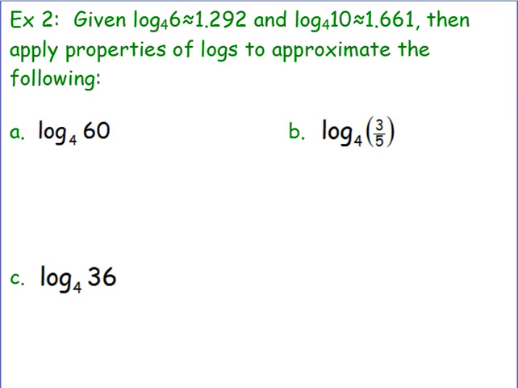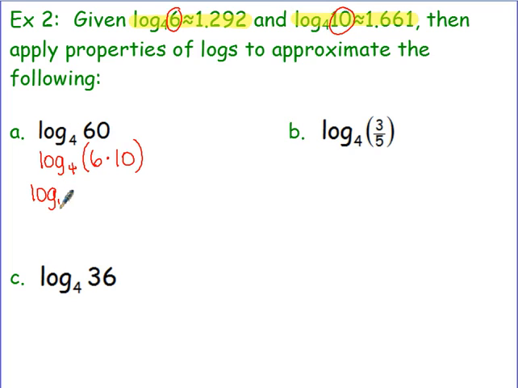So your givens are that log base 4 of 6 is 1.292 and log base 4 of 10 is 1.661. So the only numbers you're allowed to use are 6 and 10. So our first problem here is log base 4 of 60. Well, how can I use 6 and 10 to get 60? Hopefully you said multiplication. You should have started off by making this 6 times 10 to use the product property.